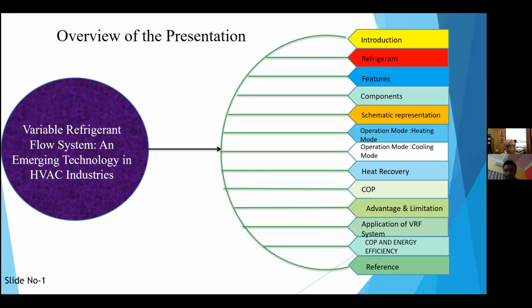We can see the introduction, refrigerant features, the components of a VRF system, and the schematic representation of heating mode, cooling mode, and heat recovery mode, the coefficient of performance, and the advantages, limitations, and applications of the VRF system. We can also discuss the COP, the energy efficiency ratio, and the references.